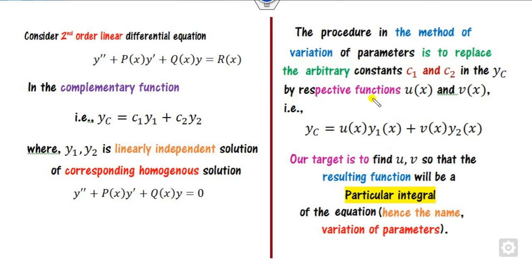How do you find that? Our target is to find the values of u and v so that the resulting function will be the particular integral. So I call this yc as yp. Now you can see why it is called variation of parameters: because u and v vary with respect to x. That's why the name is variation of the parameters.